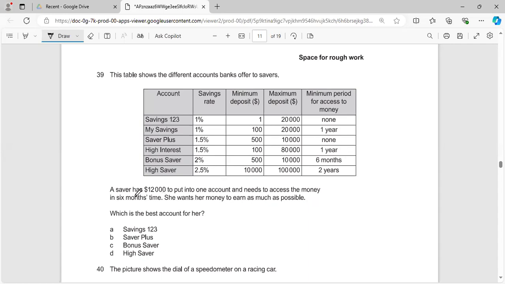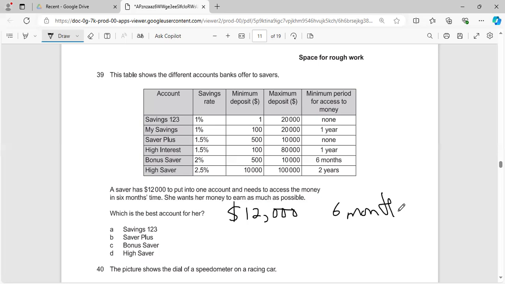So let's look at it now. It says a saver has $12,000. So it's actually 12,000 we're working with, no more but 12,000. But how much time does the person want the money? 6 months. So you have to put all of that into consideration.